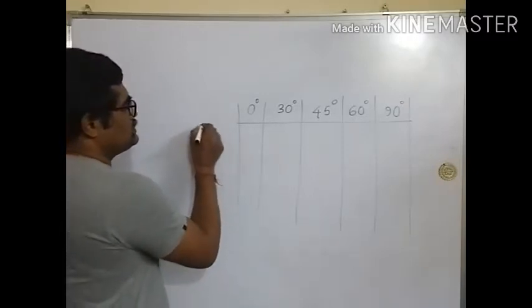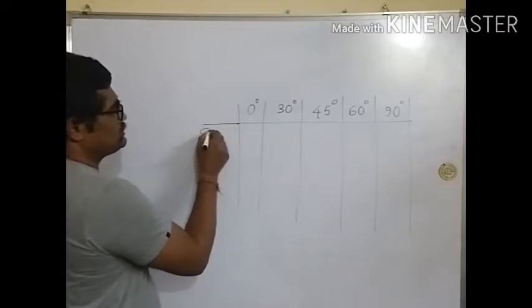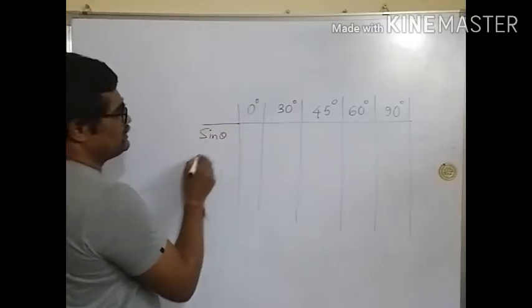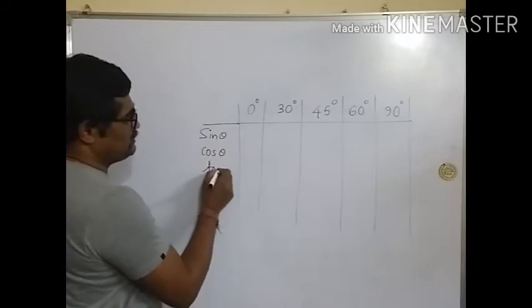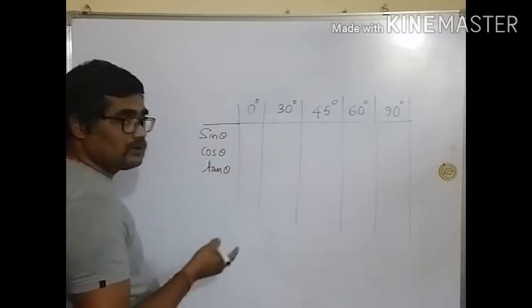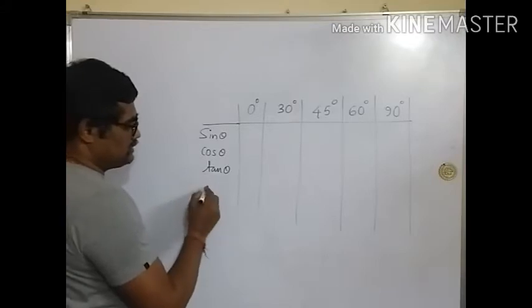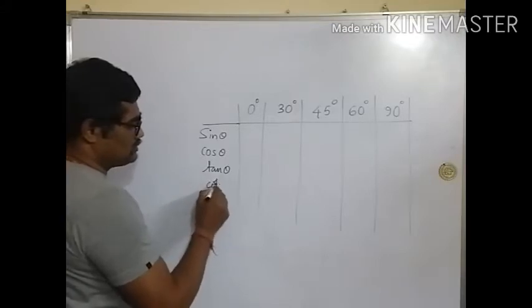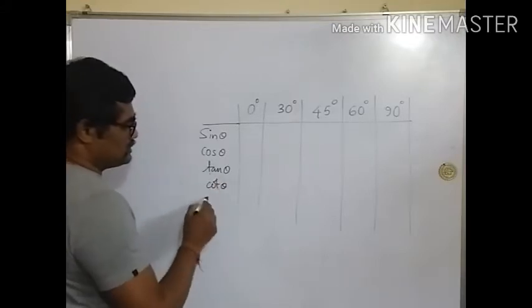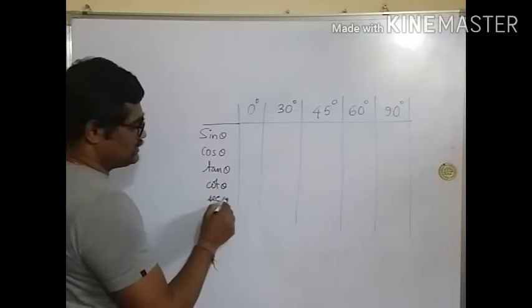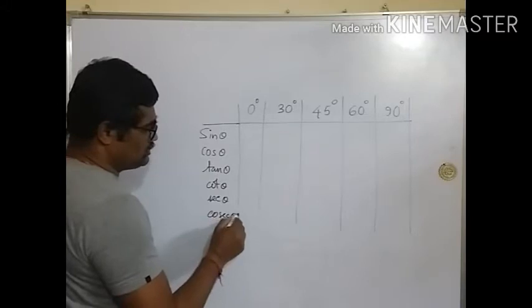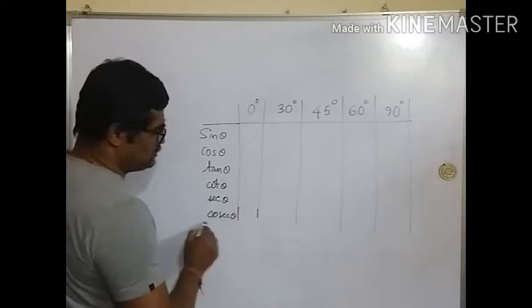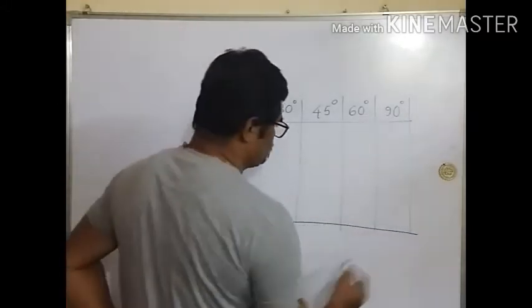So we'll write these in a particular order. First we'll write sine, then cos, then tan, and the reciprocals of these separately. Tan reciprocal will be cot, cos reciprocal will be sec, and sine reciprocal will be cosec.